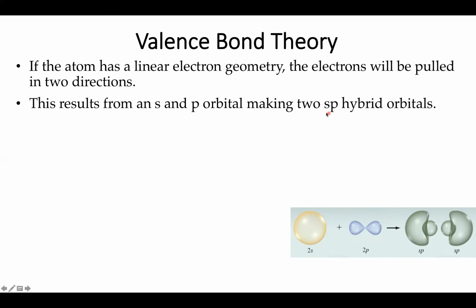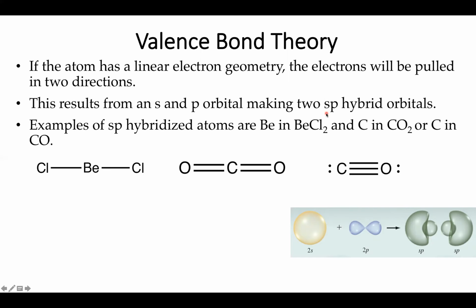And you'll always be mixing one s. The biggest thing that tends to change is the number of p orbitals coming in. And we've seen plenty of molecules that have this kind of sp character. So you have simple things like beryllium chloride, carbon dioxide, or carbon monoxide. In all three of these cases, our electrons are pointed in a straight line. Some of the electrons are pointed this way, some the other way. However, the number of electrons pointed in any given direction does change.